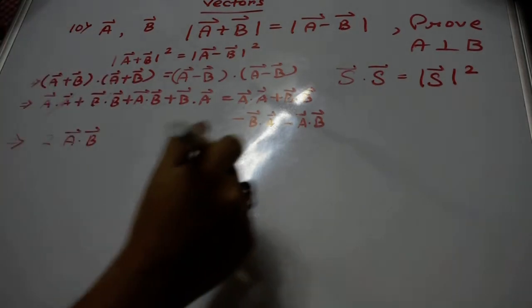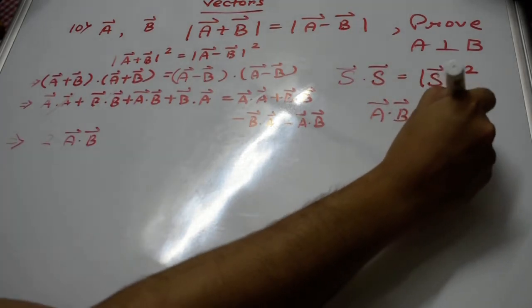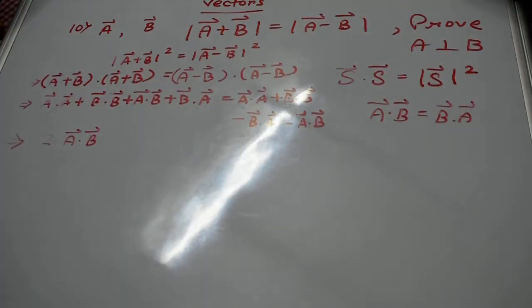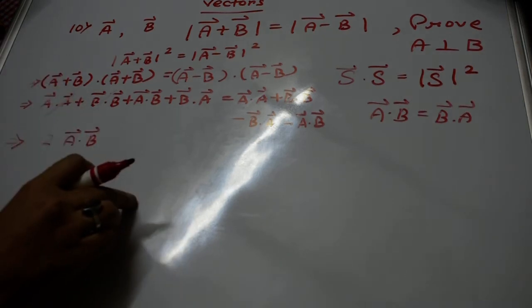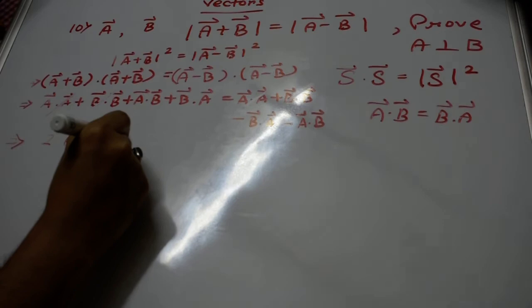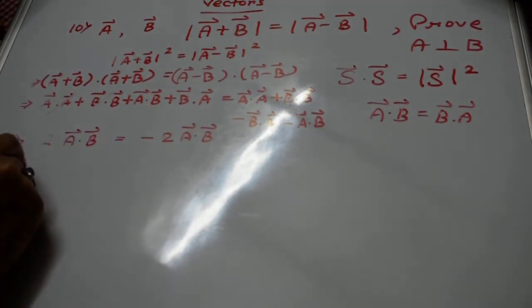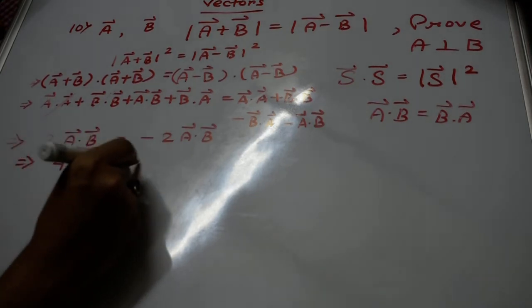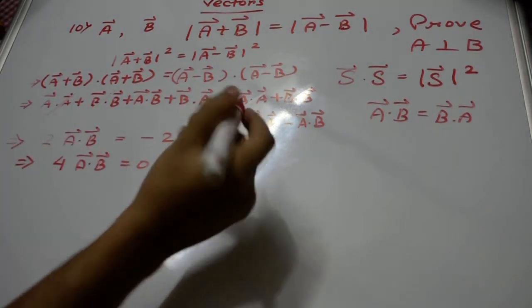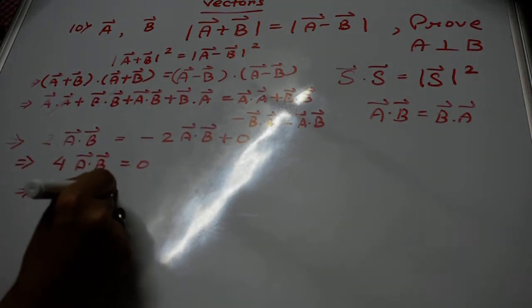because again it's a rule of dot product that A dot B is the same as B dot A, because the scalar product is commutative. So 2 times A dot B is equal to minus 2 times A dot B. Bringing it to this side, it is 4 times A dot B, and that's equal to 0, because nothing is here, it's 0. So from there we get vector A dotted with vector B is equal to 0.